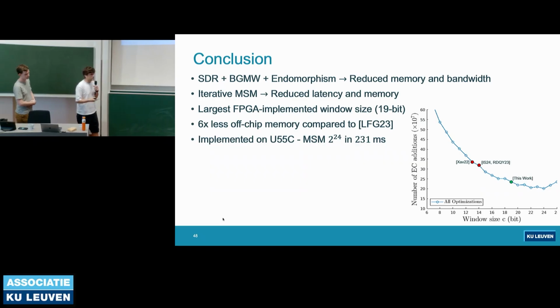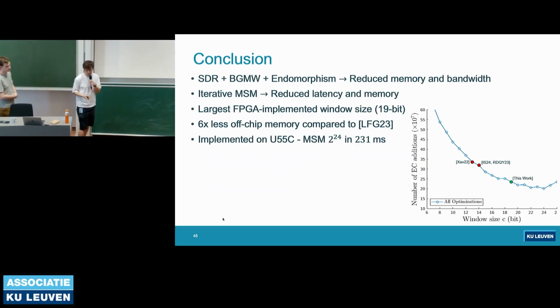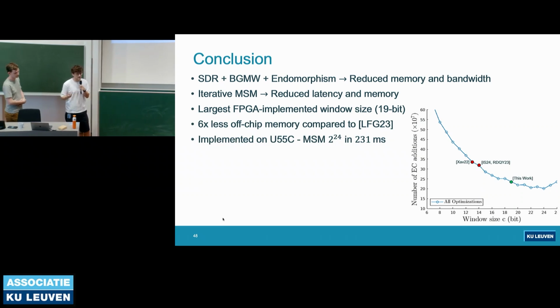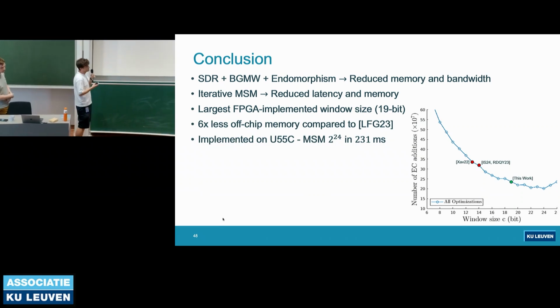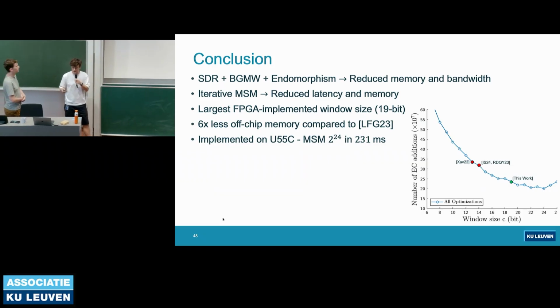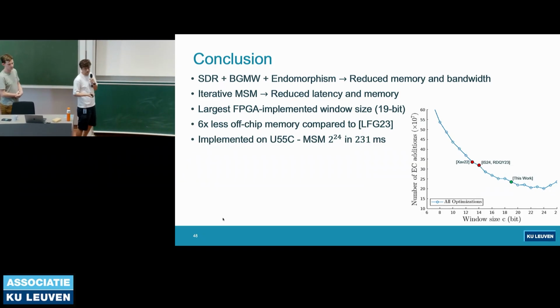If we then compare, for example, as Thomas said, to a CPU paper that has the same number of elliptic curve additions, we need 6 times less off-chip memory. And so at the end, we implemented it on an FPGA and can run an MSM of size 2 to the power 24 in around 200 milliseconds.